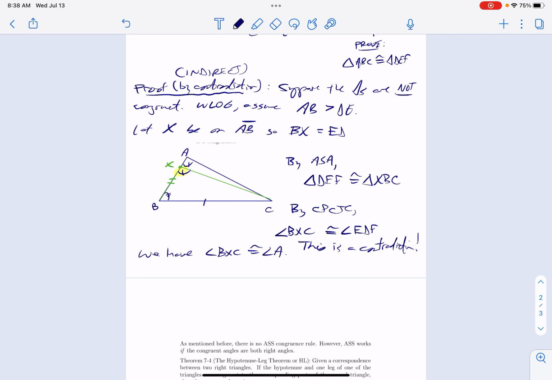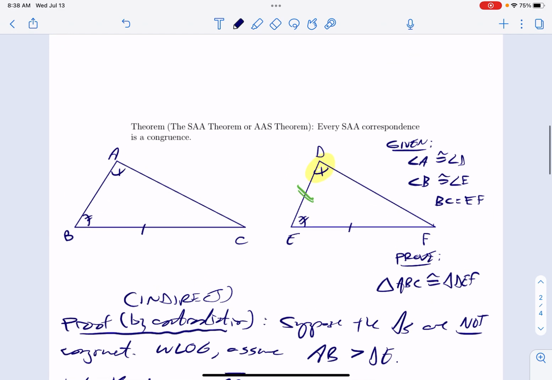In my indirect proof, I temporarily suppose something. I temporarily suppose the triangles are not congruent. I found that that's a contradiction. So the triangles are congruent. So you don't need to remember the details of this proof, but you definitely want to know this theorem. We have added to our list of how to know triangles are congruent, and that's very powerful.